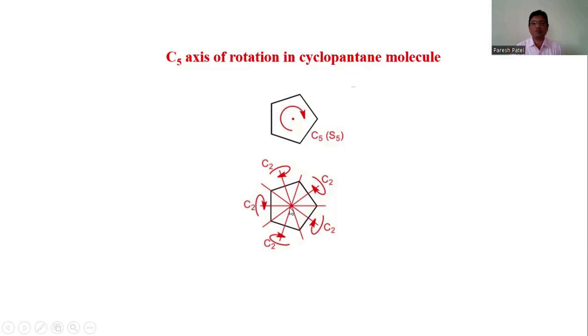In case of the cyclopentane or cyclopentadiene, 5 C2s are present. Why? If we rotate these molecules along any one C2 axis, or we can say rotate these molecules around 180 degrees, we get the equivalent orientation position. So 1 C5 is present in the cyclopentane and 5 C2s are perpendicular to the main principal axis.